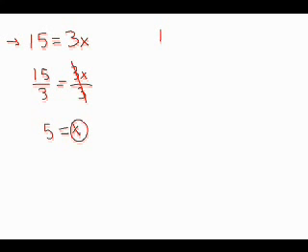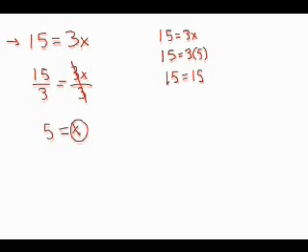And again, we can check our answer by substituting that value back into the original equation. So in our original equation, 15 equals 3x, we're suggesting that the solution for x is 5. So if we substitute that in, 3x means 3 times x. So since x is 5, we're going to multiply 3 times 5. And 3 times 5, of course, is 15. So once again, when we substitute in our solution, the left side is the same as the right side. So we can assume that we have the right answer.